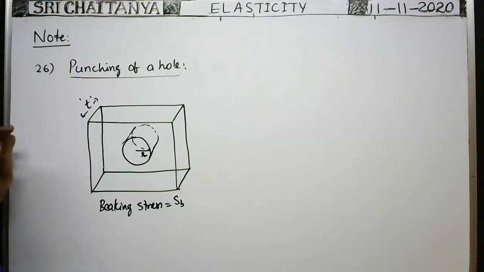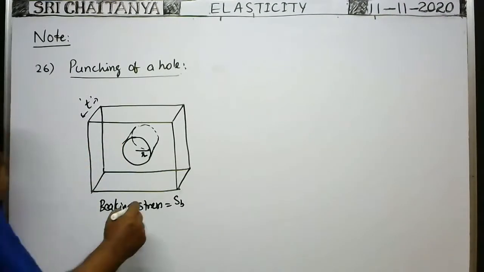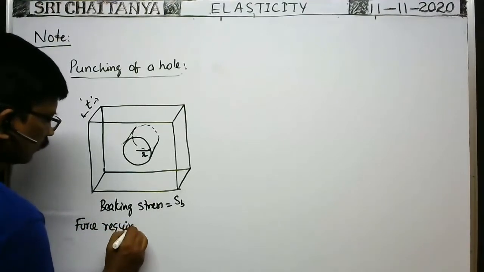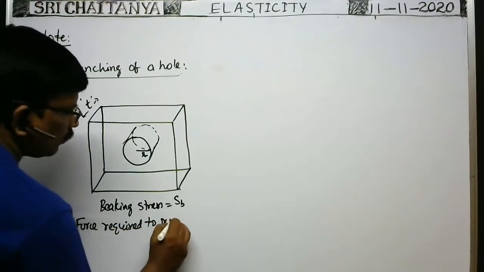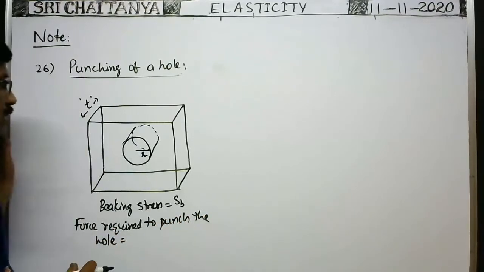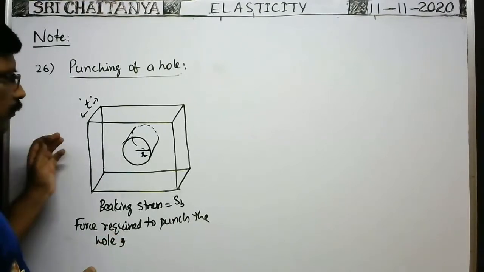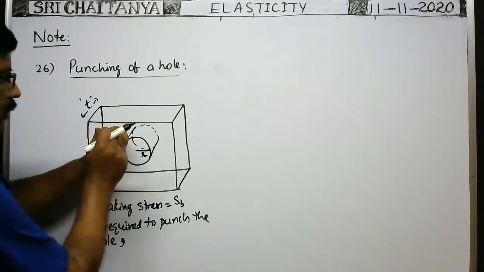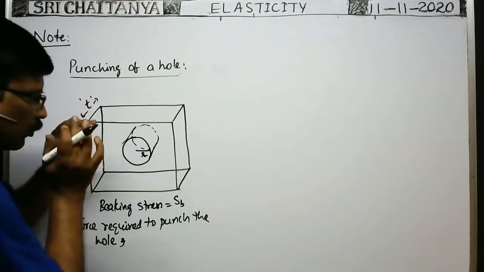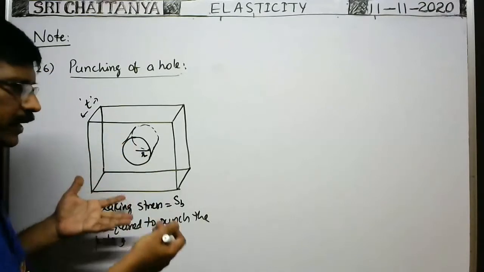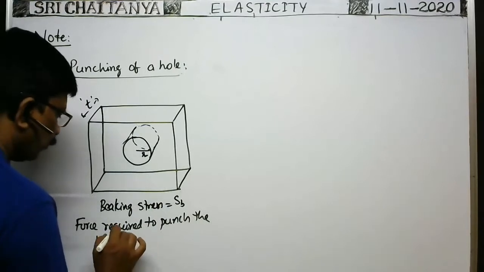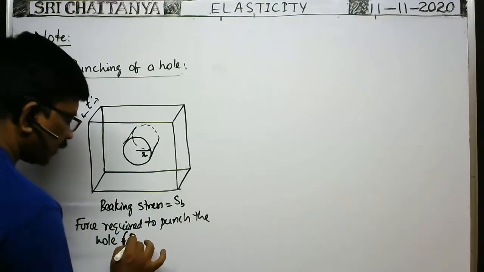In order to punch the hole, what is the force required? Force required to punch the hole means breaking force only, no? Because when you punch the hole like this by means of the instrument, the metal plate should be broken. So what is the force to be applied to break the metal plate? That is the breaking strength. So the force required to punch the hole is called breaking strength or breaking force.